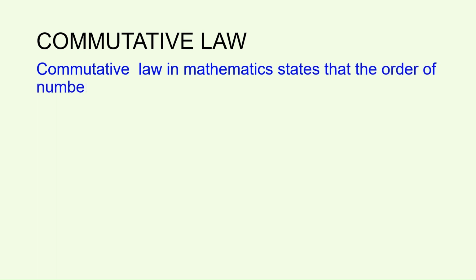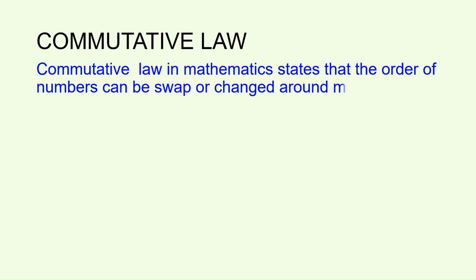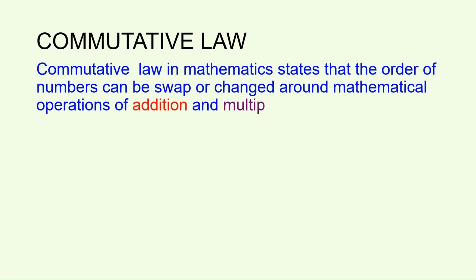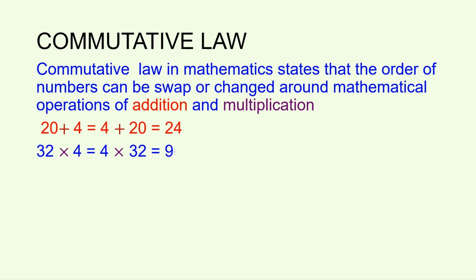Commutative law. Commutative law in mathematics states that the order of numbers can be swapped or changed around mathematical operations of addition and multiplication. 20 plus 4 equals and same as 4 plus 20, which is equal to 24. 32 times 4 is equal to and same as 4 times 32, which is equal to 96.